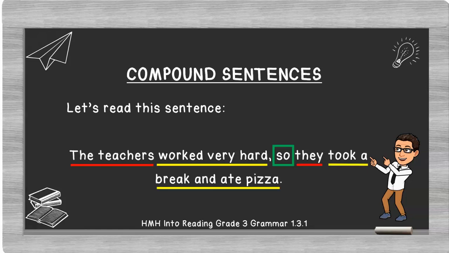Here's another one for you. The teachers worked very hard, so they took a break and ate pizza. And again, I'm looking at this, and there's a lot of words here. I underlined a lot of things. We have the subject, the teachers. We have the predicate, worked very hard. That's one complete thought. Then we have the conjunction so. It's always followed by a comma. So, and then that leads us into a second thought. They is the subject. Took a break and ate pizza. Now we do have a conjunction here, but it's all part of what they're doing. They took a break and ate pizza. This is a compound sentence.